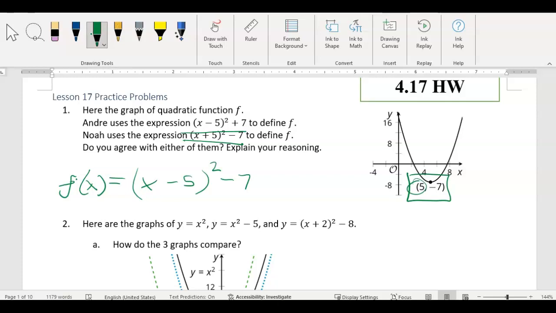So I actually do not agree with either of them. This one is wrong because this part should be minus 7, and the second one is wrong because this part inside should be x minus 5.